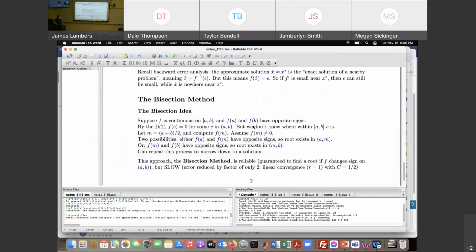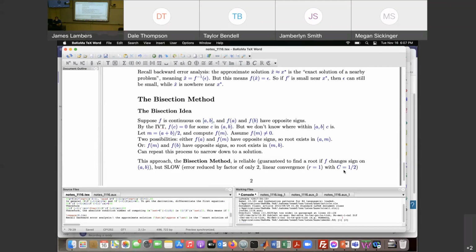So I mentioned that it's reliable, which is very nice to have. Not all methods have that property. But this is slow. The error is reduced by a factor of roughly 2, or at least the ratio is at most 1/2. So you can say it has linear convergence, and the asymptotic error constant is 1/2.